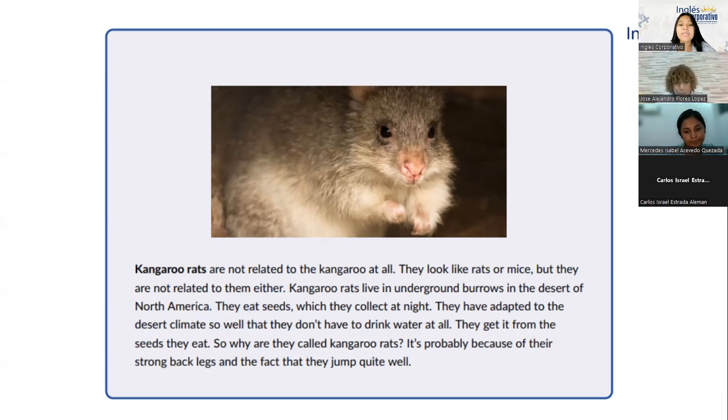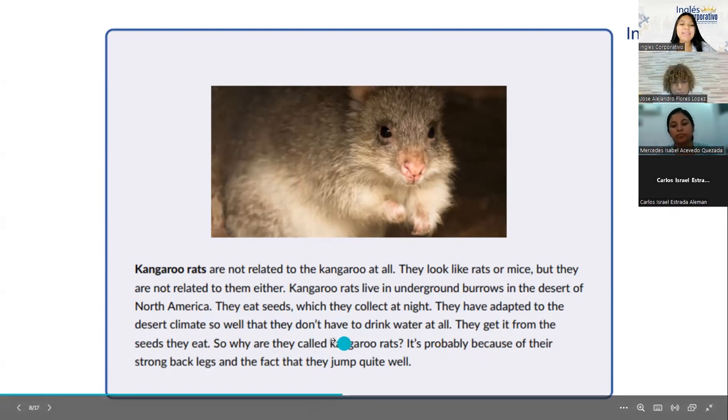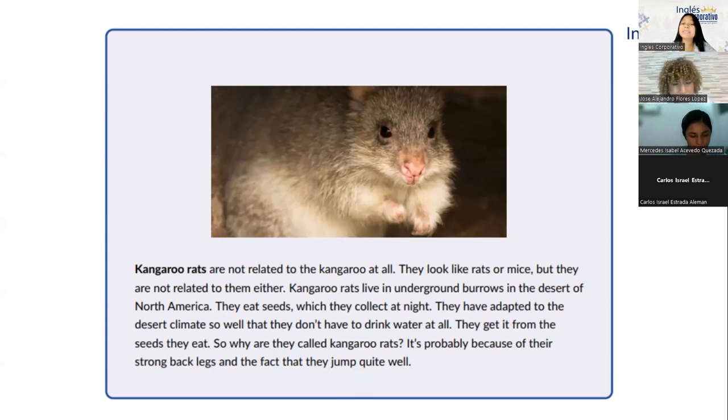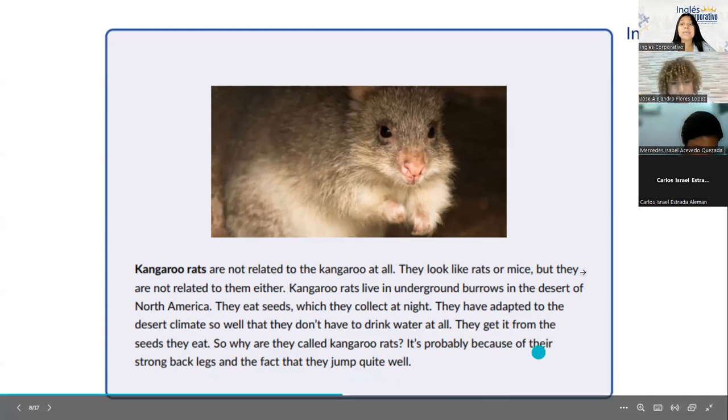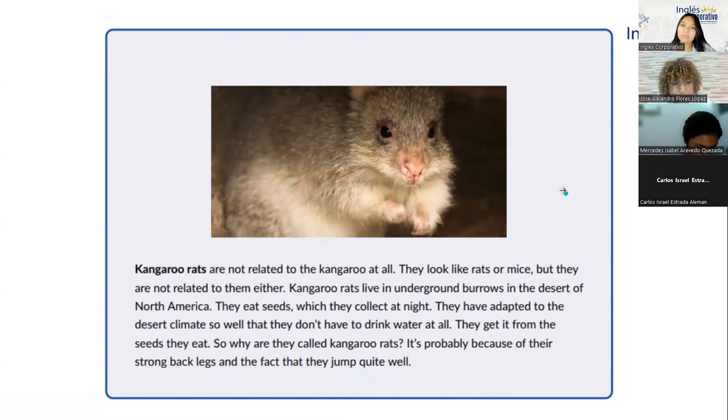Which they collect at night. They collect them en la noche. Yes, of course. So, they are called like that. Mira, porque le llaman kangaroo rats. It's probably because of their strong back legs and the fact that they jump, saltan, y también por sus patas traseras. Yes, que saltan muy bien. Okay, well, they are not beautiful, okay? They are not, but okay.